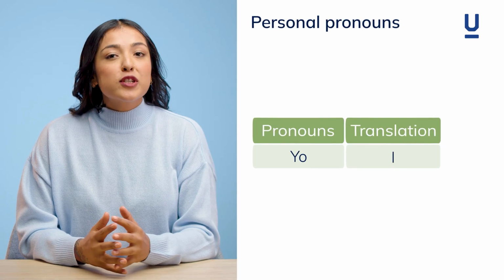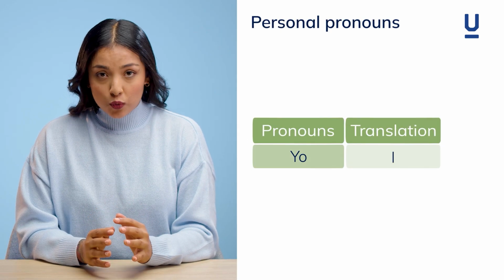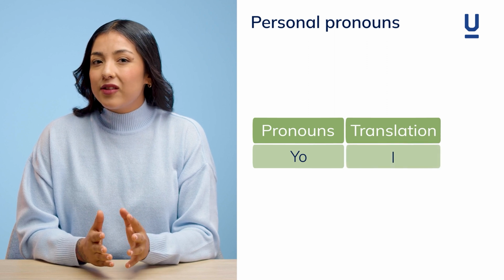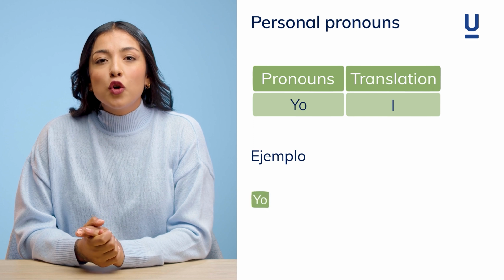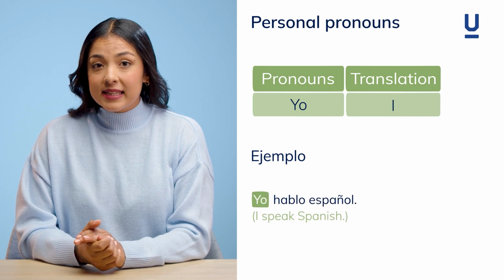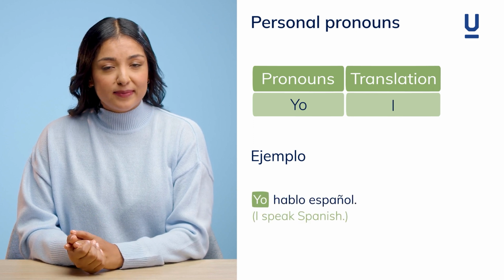In Spanish, we have different personal pronouns for different subjects. Let's go through them one by one. The first personal pronoun is yo, which means I. It refers to yourself as the speaker. For example, yo hablo español means I speak Spanish.